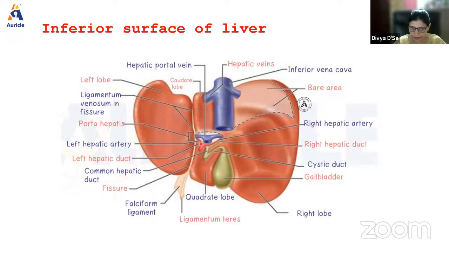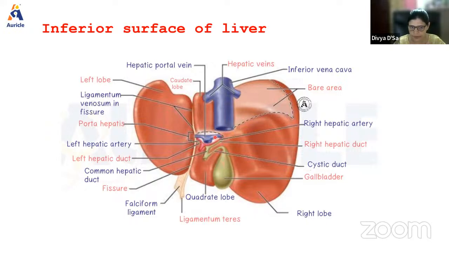And then we have here what we call the quadrate lobe. This quadrate lobe, if you see, is quadrilateral in outline. It is bounded on the right by the fossa for the gallbladder and on the left by the fissure for the ligamentum teres hepatis. Above and behind, we have the porta hepatis. In this portion, it is related to the duodenal impression, because here the junction of the pylorus and the first part of the duodenum comes in relation to this quadrate lobe.